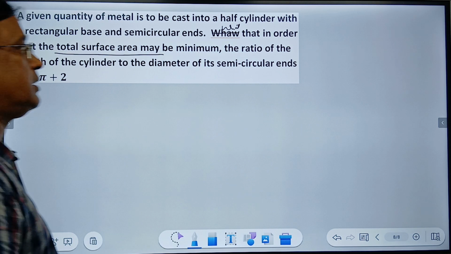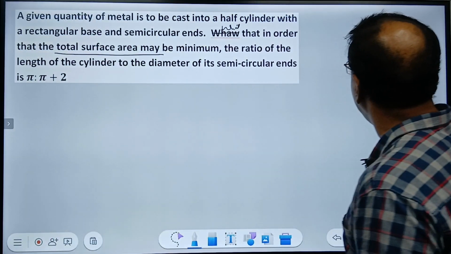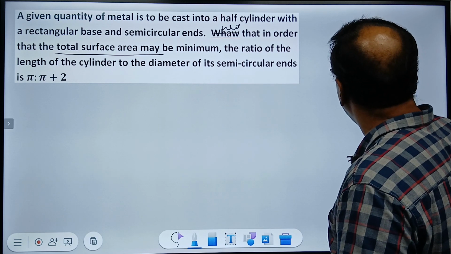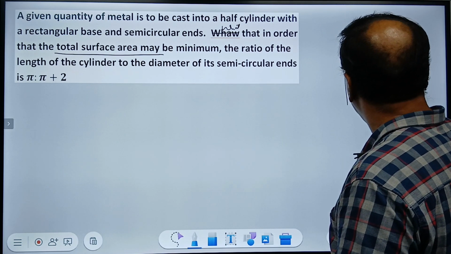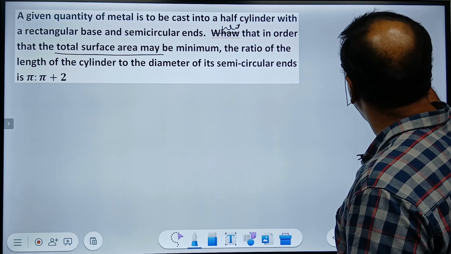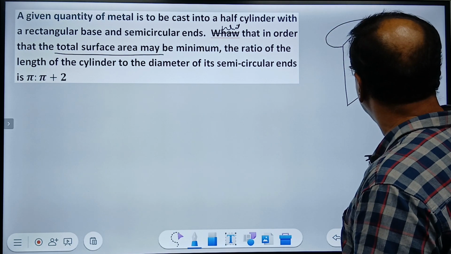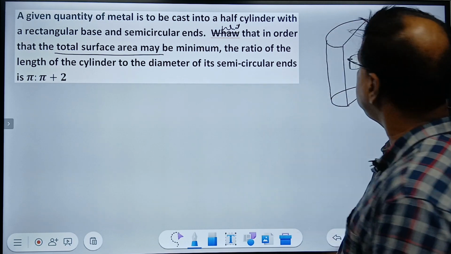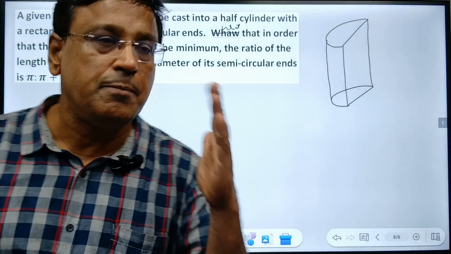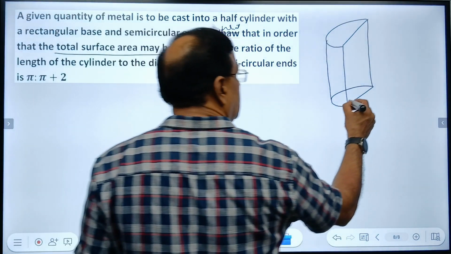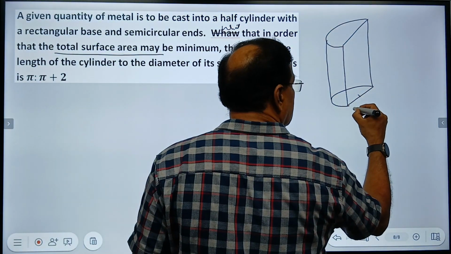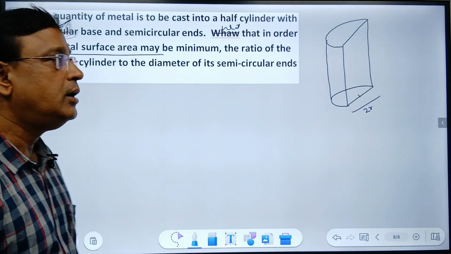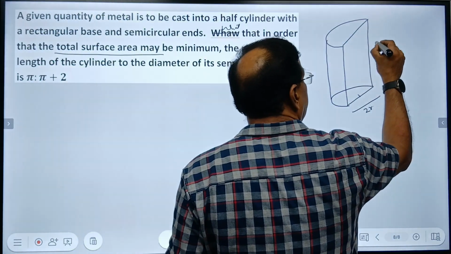Okay, so let's draw the diagram. This is a half cylinder. See, I am drawing the half cylinder. It has a rectangular base and semicircular ends. So half of a cylinder. Now I will take the length of the cylinder to be 2r, which is the diameter, and the breadth to be the height of the cylinder.